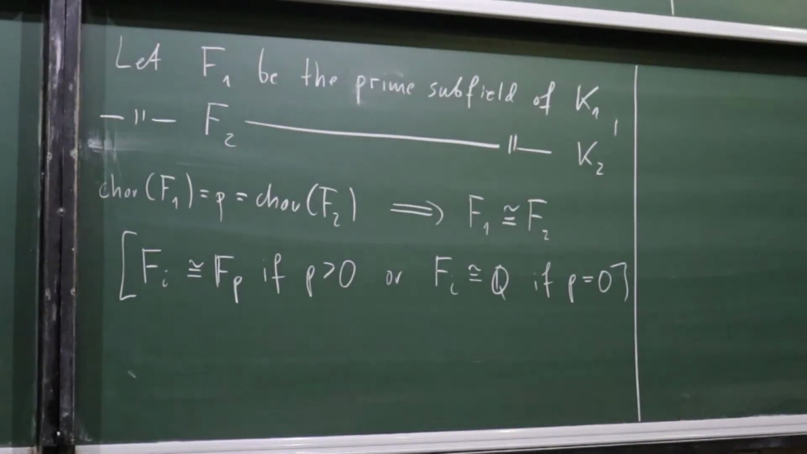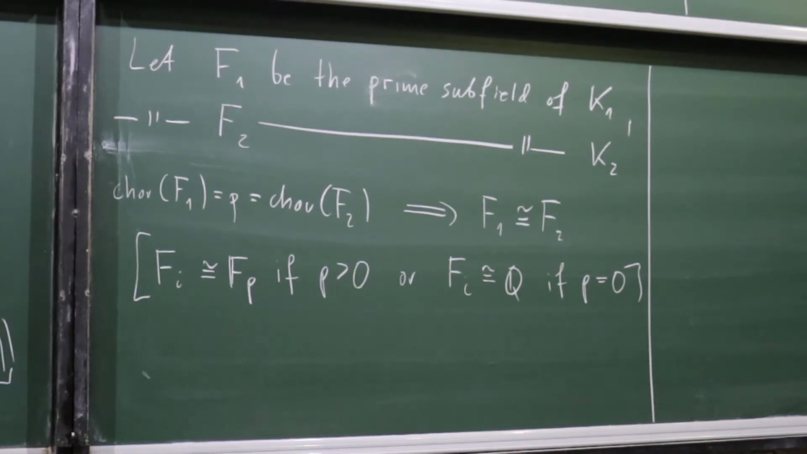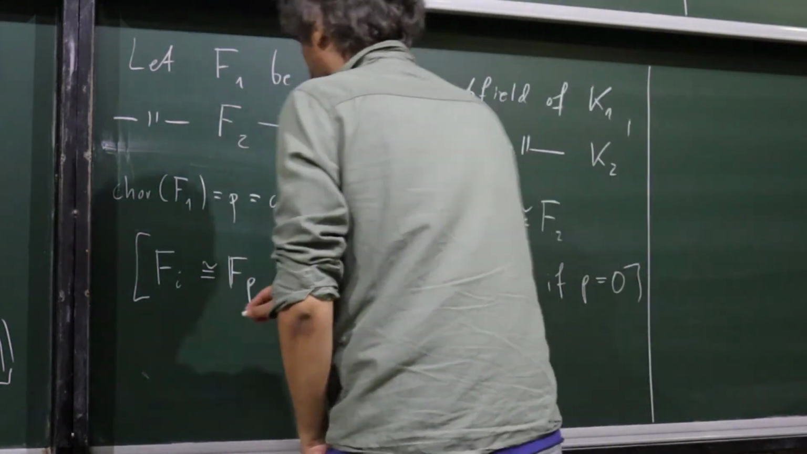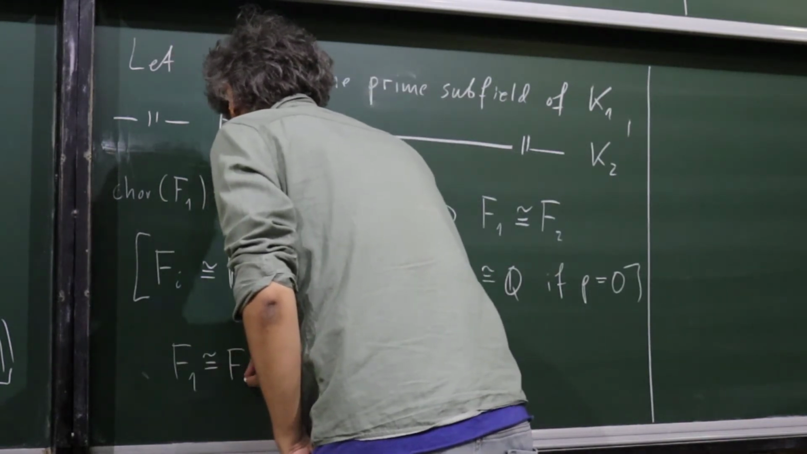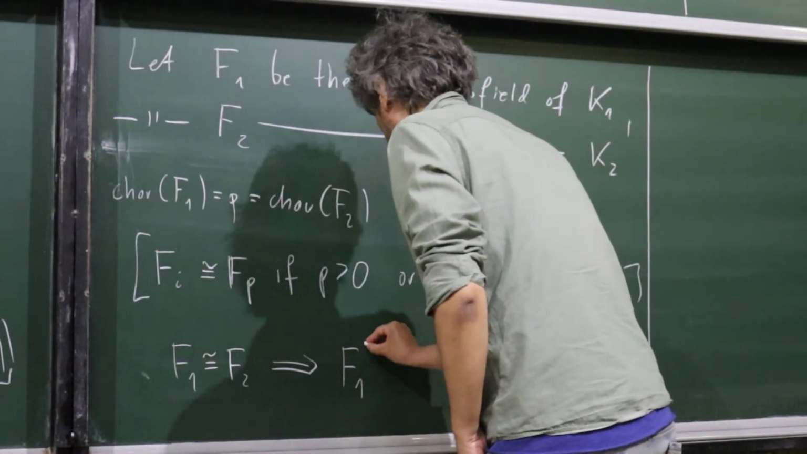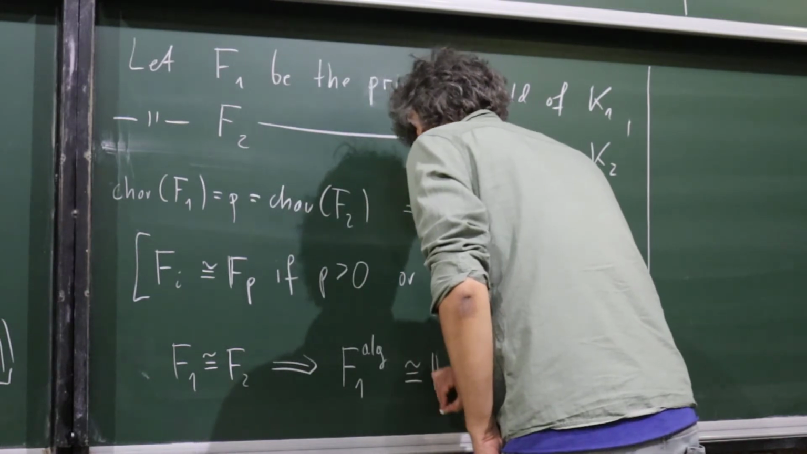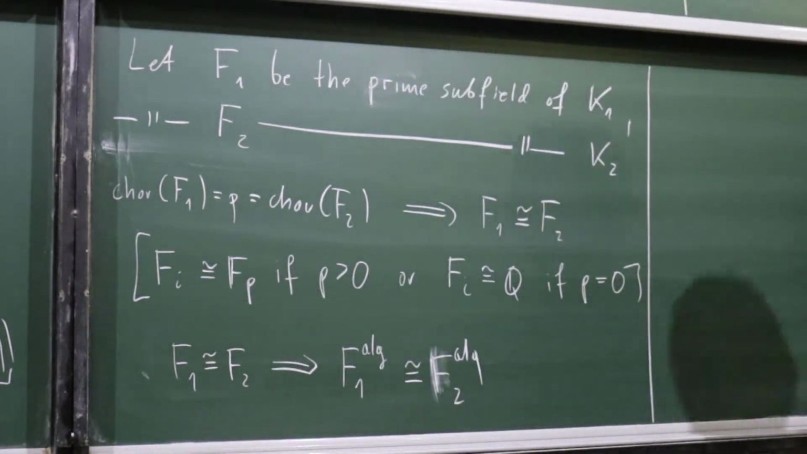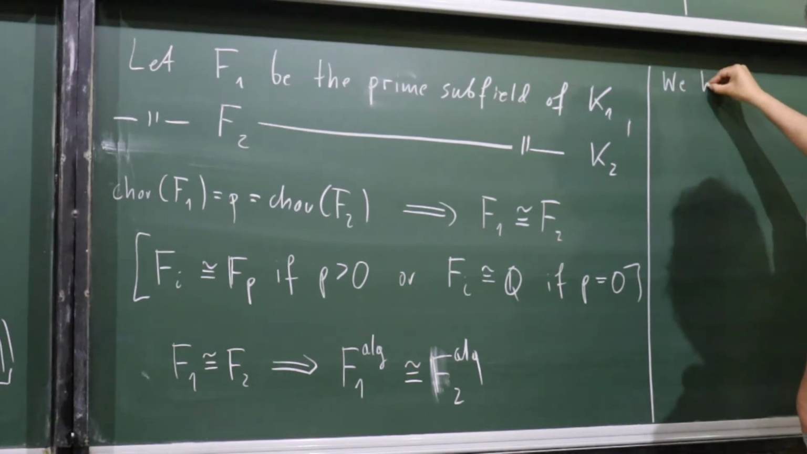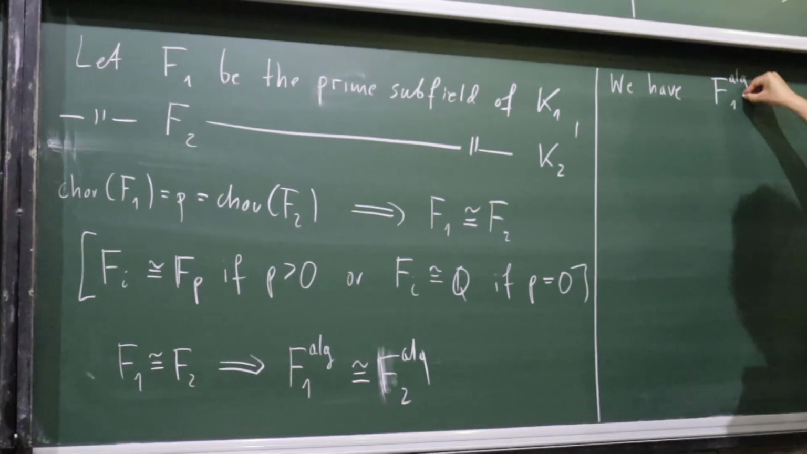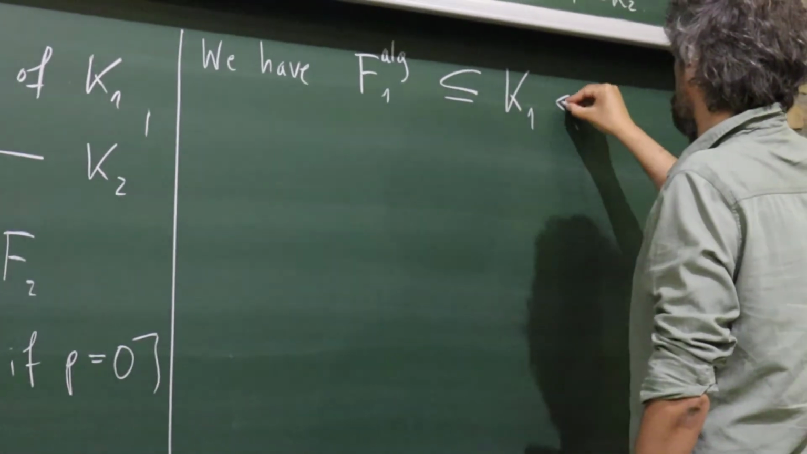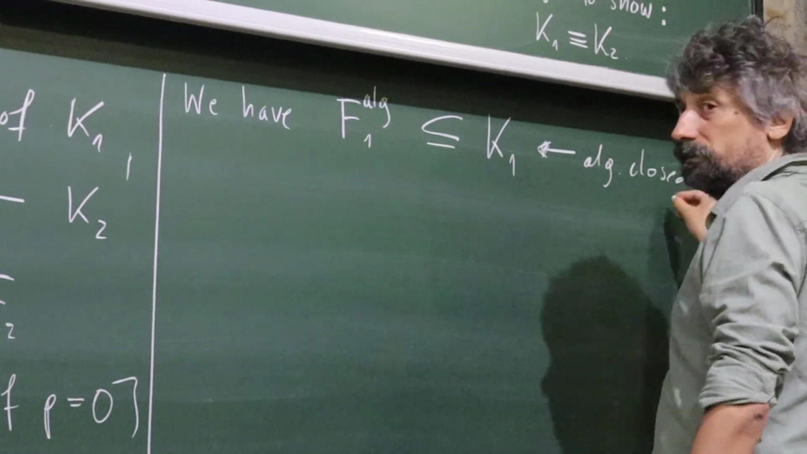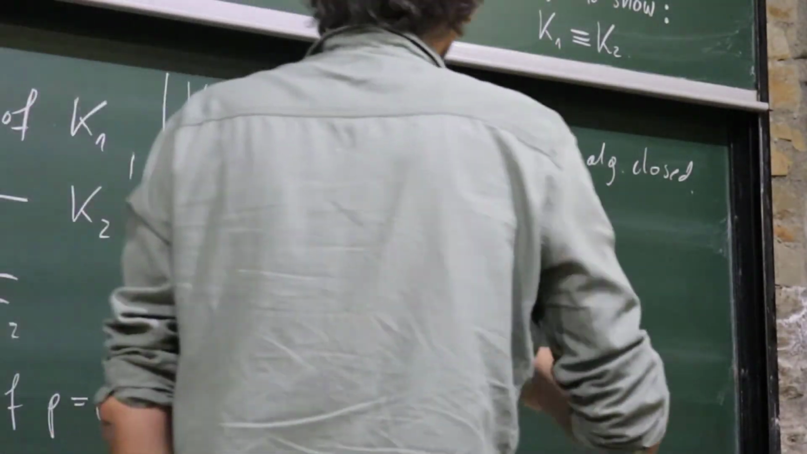Okay, but we cannot use them because, of course, they are not algebraically closed. But these K1, K2 are algebraically closed, so then, also, if two fields are isomorphic, then their algebraic closures are also isomorphic. And of course they are either F_p-alg or Q-alg. And we have that this one is a subfield here because it is algebraically closed, so it must contain the algebraic closure of any subfield, and the same.